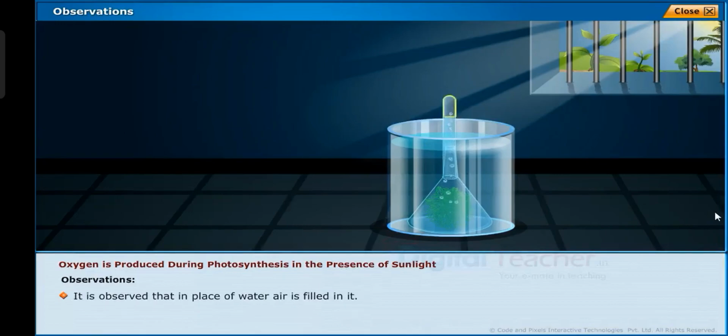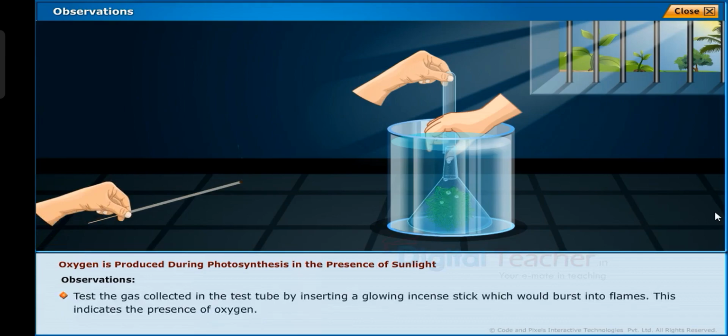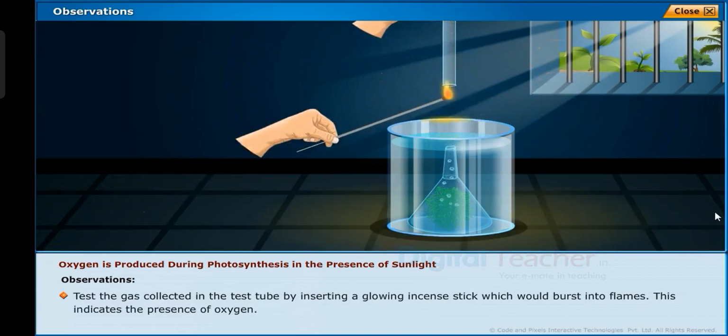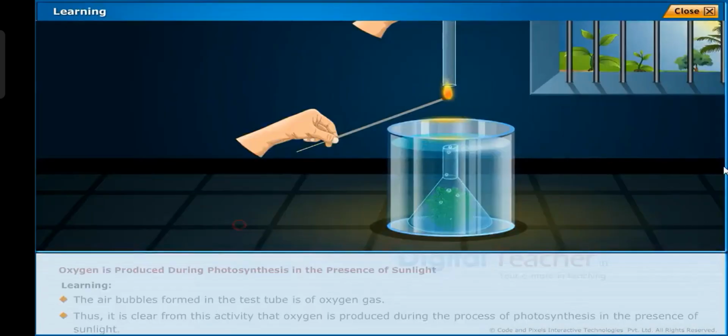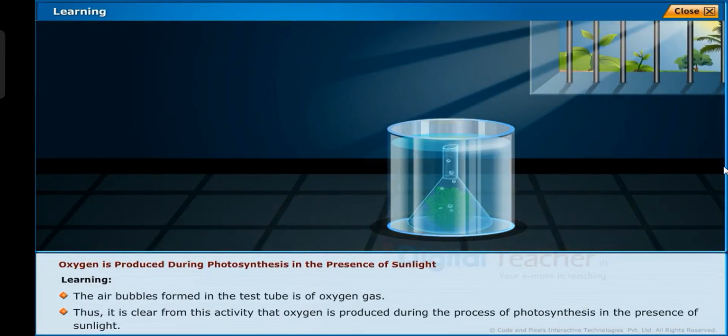It is observed that in place of water, air is filled in the test tube. This air is actually a gas and is collected in the test tube. Test the gas collected in the test tube by inserting a glowing incense stick, which would burst into flames. This indicates the presence of oxygen. The air bubbles formed in the test tube are of oxygen gas. Thus, it is clear from this activity that oxygen is produced during the process of photosynthesis in the presence of sunlight.